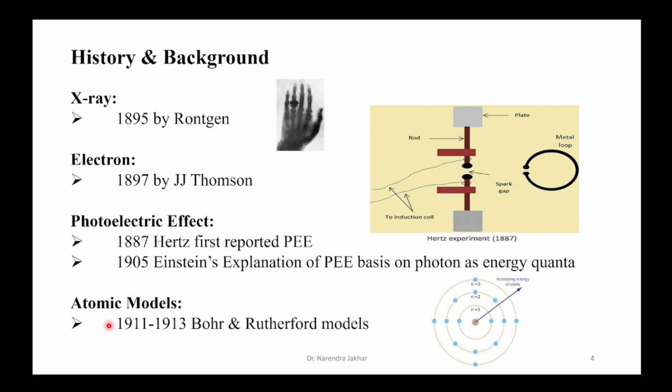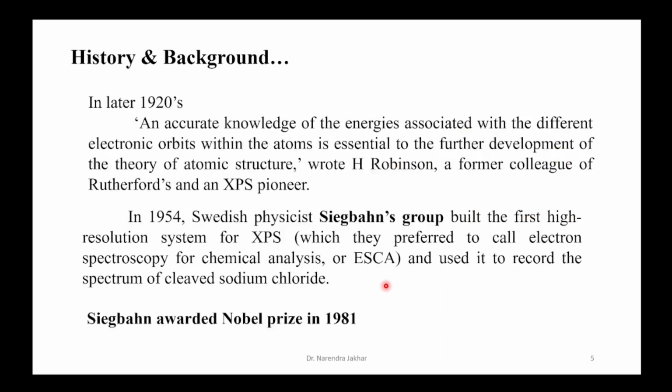And later, between 1911 and 1913, Bohr and Rutherford proposed different atomic models, and Bohr proposed that the electrons are revolving around different orbits. They are known as stationary orbits, and their orbital energy increases as we go outward through the energy levels, n equal to 1, n equal to 2, and n equal to 3. So this is a brief idea about the history.